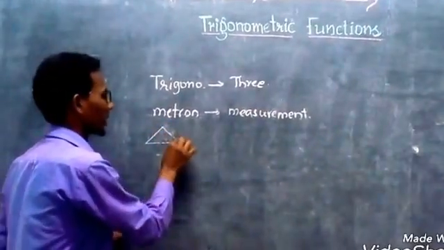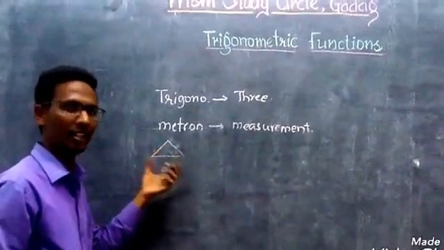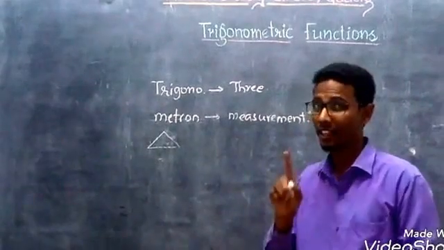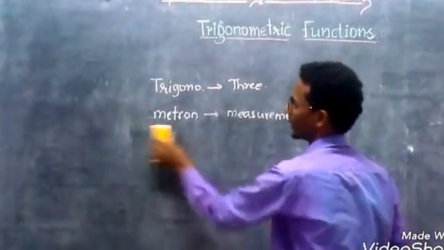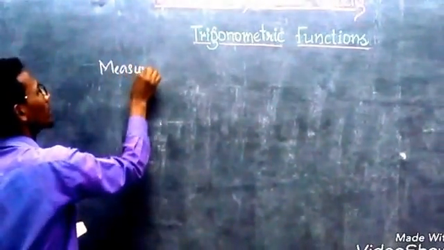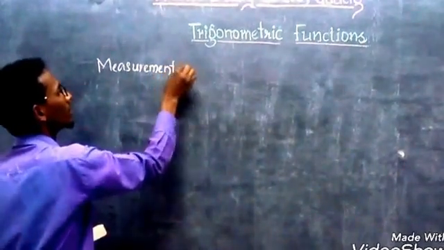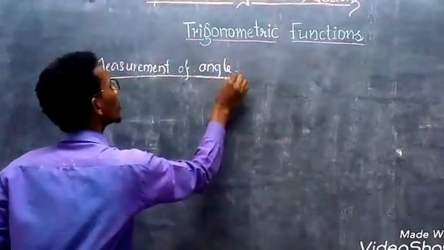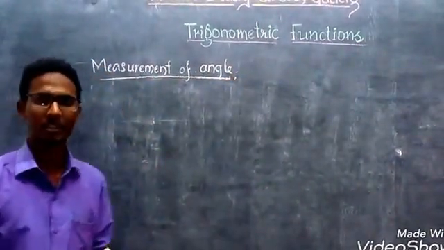In a triangle, there are three sides, three vertices, and three angles. Trigonometry is mainly related to the right angle triangle. Let us first understand the basic components of the triangle. First, we shall study angles, the measurement of angles. So first, what is an angle?